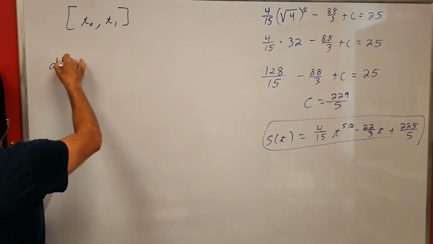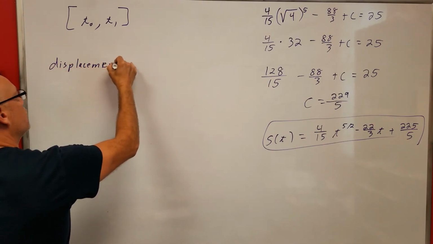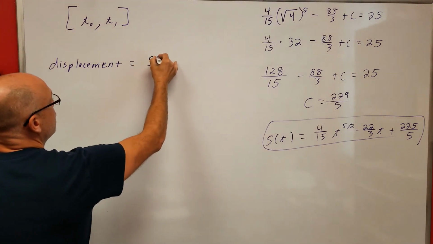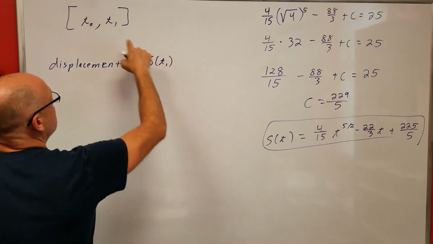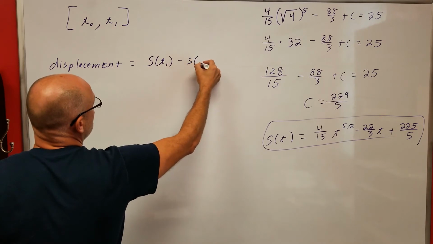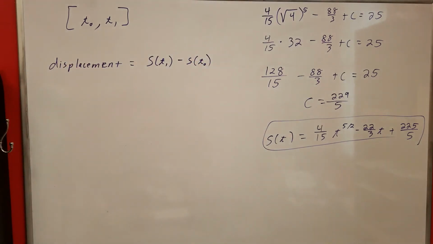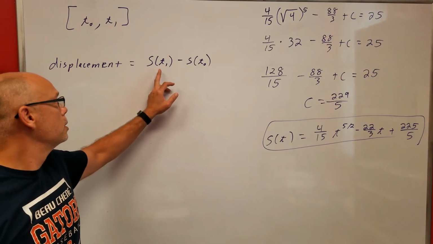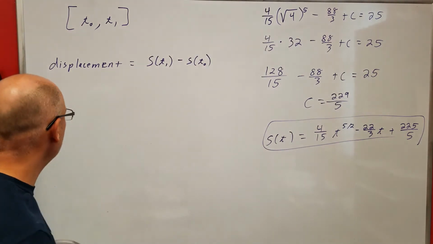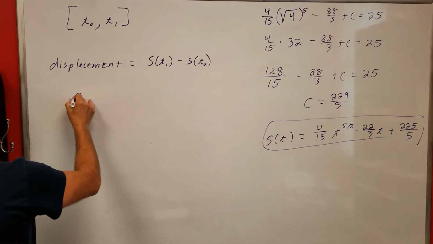The displacement of your particle is going to be your function s evaluated at the endpoint of the interval minus your function s evaluated at the starting point, okay? So it's basically final position minus initial position. Okay? But what does this look like? To me it looks like this.